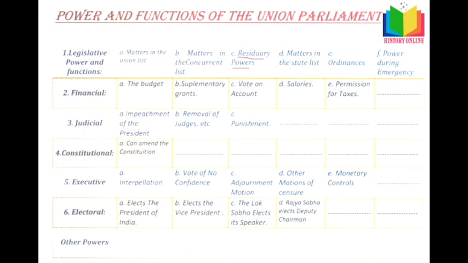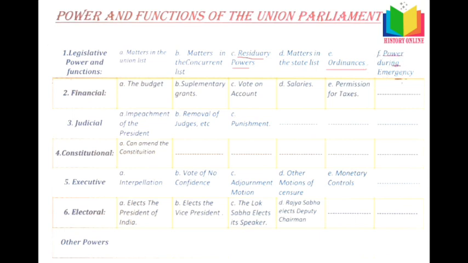Okay. The next point is ordinances. Ordinances are laws promulgated by the President of India on the recommendation of the Union Cabinet, which will have the same effect as an act of Parliament. They can only be issued when Parliament is not in session. Clear?